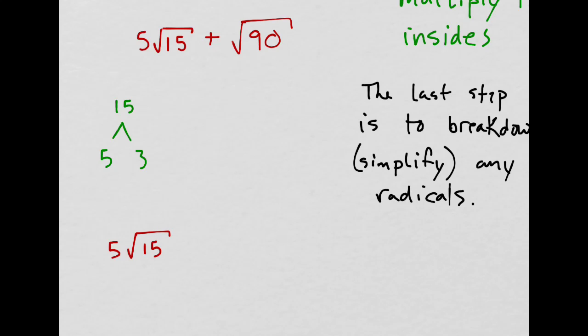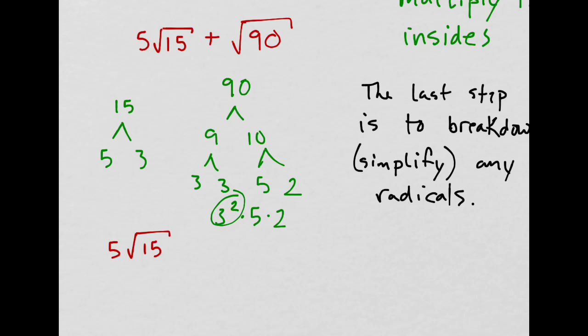So 5 root 15, but 90, I can break down 90. An easy one is 9 times 10, and this would be 3 times 3. There's a perfect square. And then 5 times 2. So now this is 3 squared times 5 times 2. Remember, anything that's a perfect square cancels out with the radical. So we have, let's write it, plus the square root of 3 squared times 5 times 2. And that cancels out. Remember, the 3 goes on the outside, and the rest, they don't have a perfect square, so you leave them on the inside.